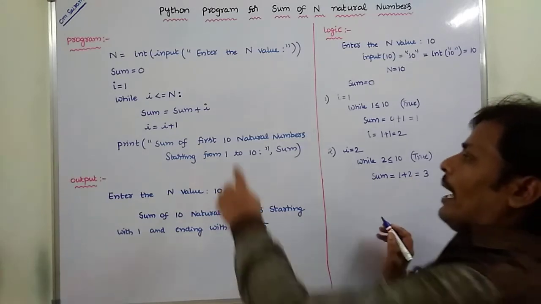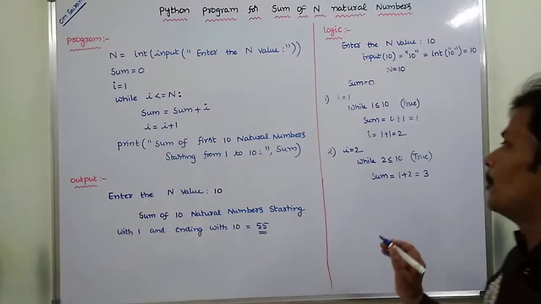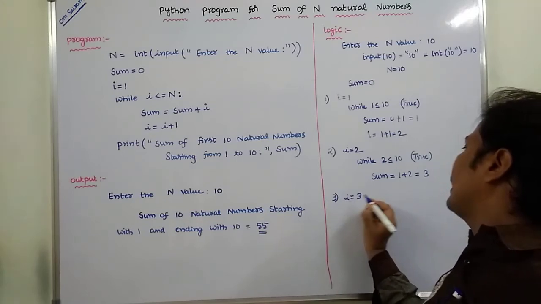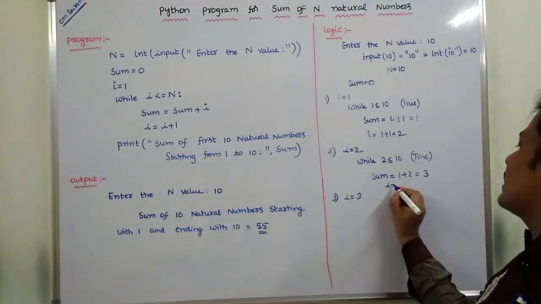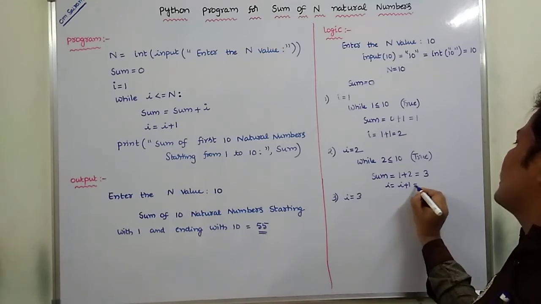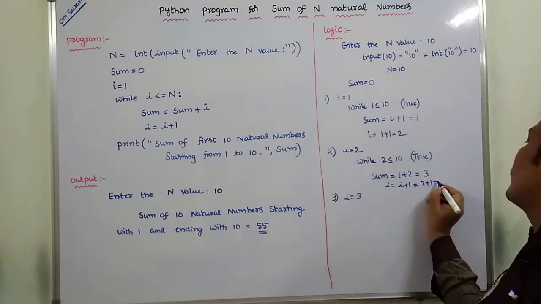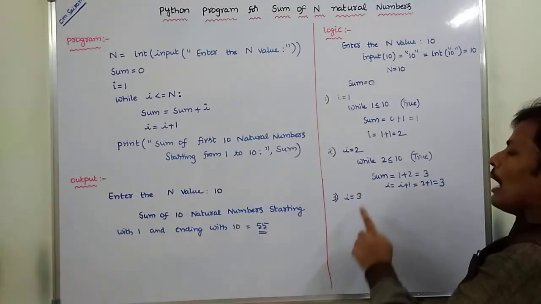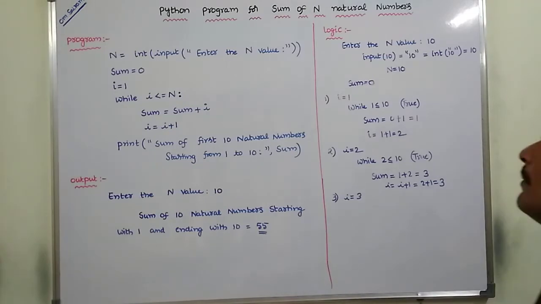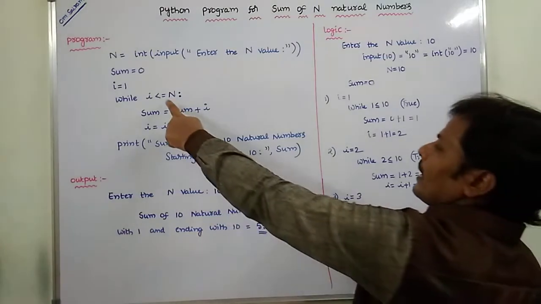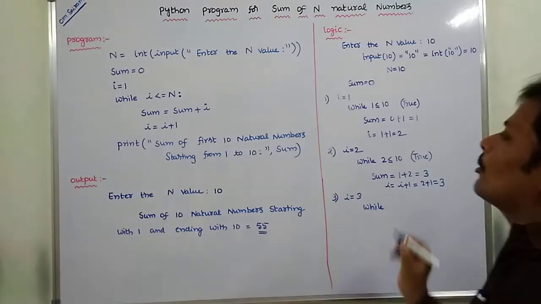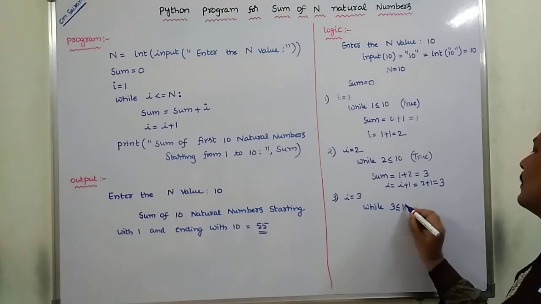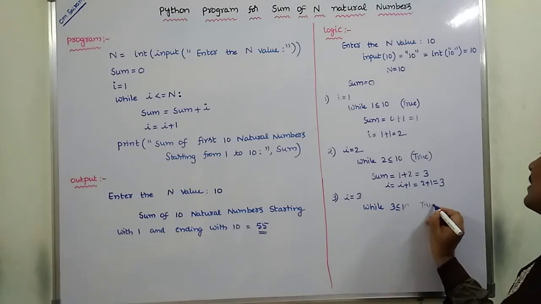Next, again control goes to the while loop. In the third iteration, the next step is I is equal to I plus 1. I value is 2, so 2 plus 1 is equal to 3. Next, we go to the while loop. Now I value is equal to 3. The statement is while I less than or equal to n. 3 is less than or equal to 10, so the condition is true.